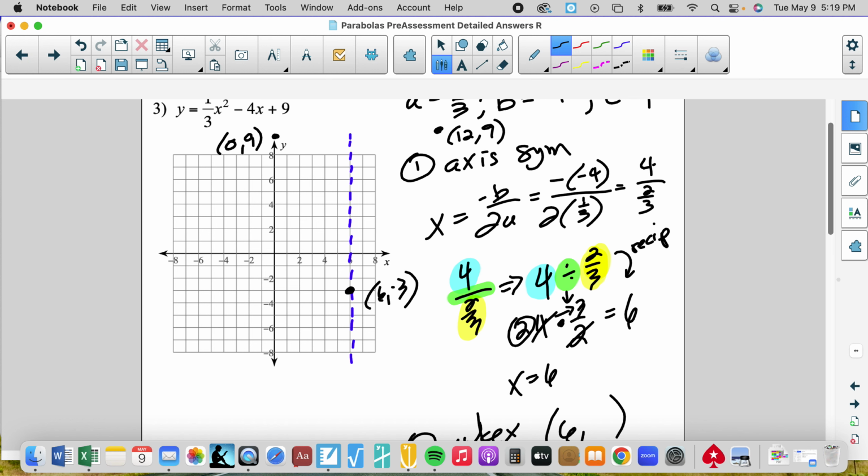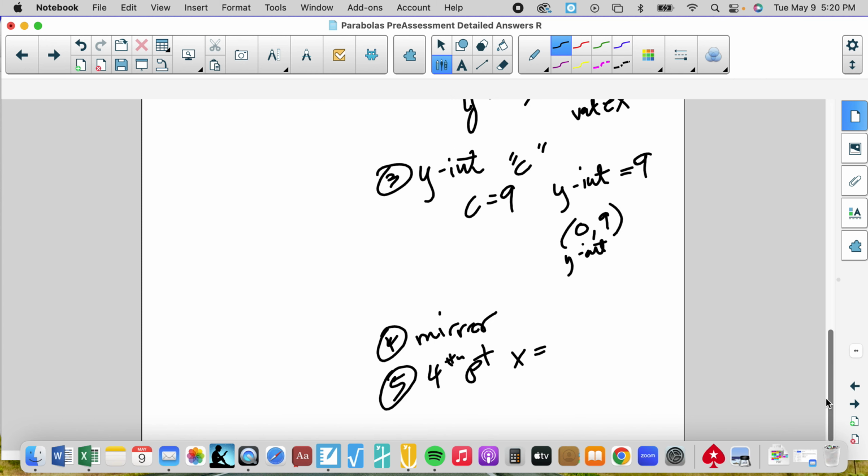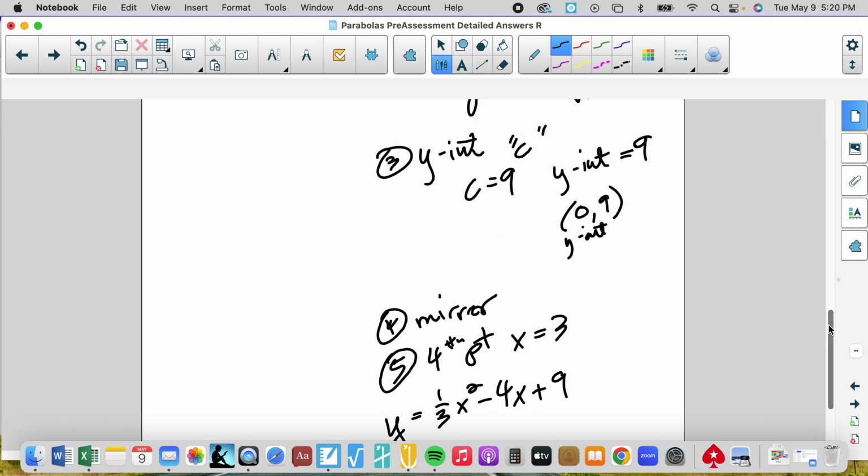But let's also keep in mind that we've got this fraction. So whatever I plug in for x is going to have to multiply by 1/3. So I kind of want this value, after I'm squaring it, to be a multiple of 3. So why don't we just choose 3? Let's choose 3 as my x. That's going to be a whole lot easier. So when we have y equals 1/3 x squared minus 4x plus 9, I think that was the formula.